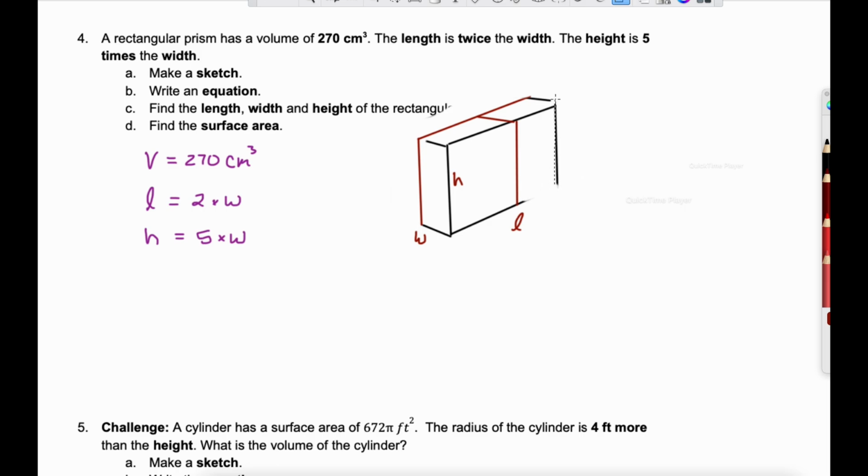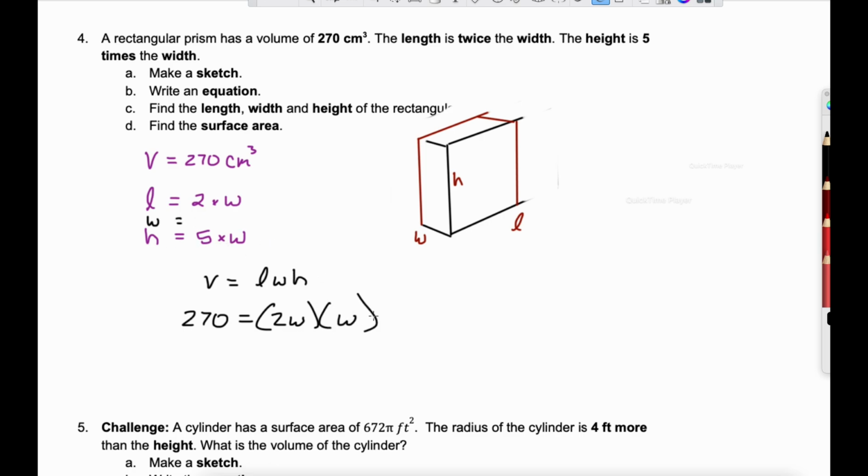Okay, so there's our sketch. And our equation, simple. V equals length times width times height. So we've got 270 equals length. Let's replace the length variable here with 2w. We don't have anything for our width right here, so width is just w. We don't have an expression for w, but that means we're going to solve for w. And h is 5w.